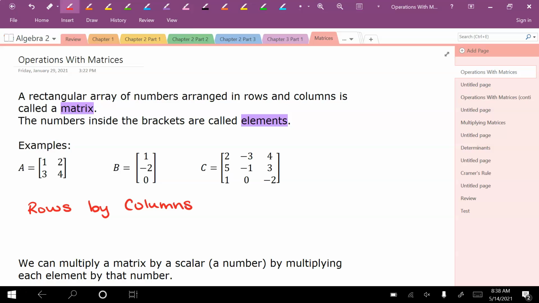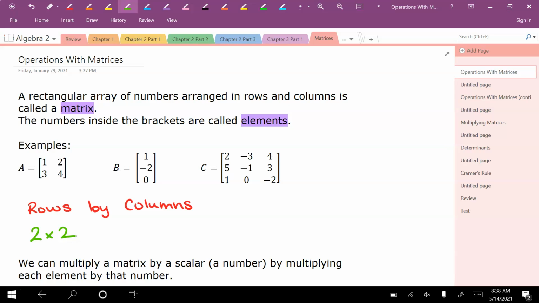So rows would be the numbers that go from left to right, and columns would be the numbers that go up and down. So for example, for matrix A, normally matrices are notated with a capital letter. So capital letter A, we've got two rows, because we have the 1, 2, and the 3, 4, the two separate rows, and then we also have two columns. So we would write that as a 2 by 2 matrix.